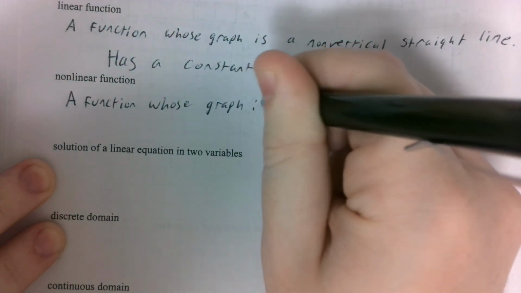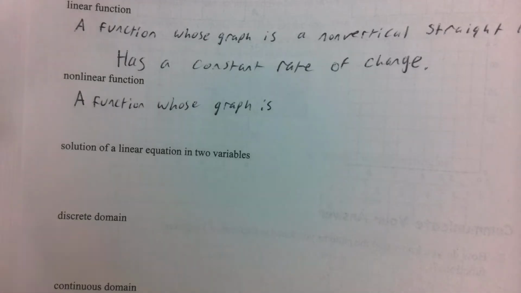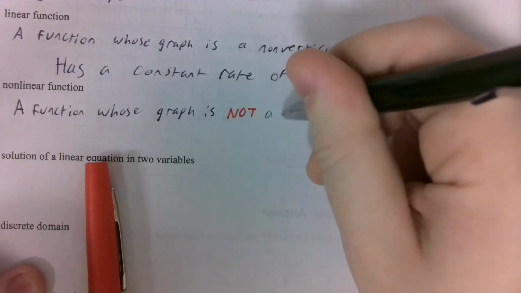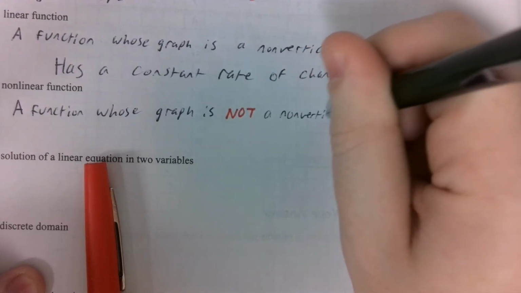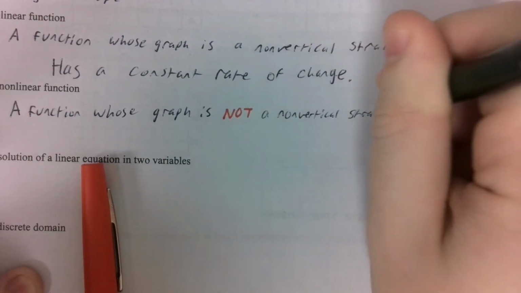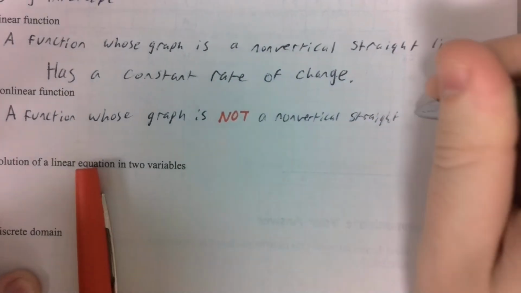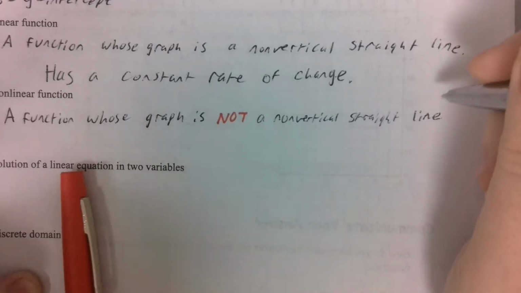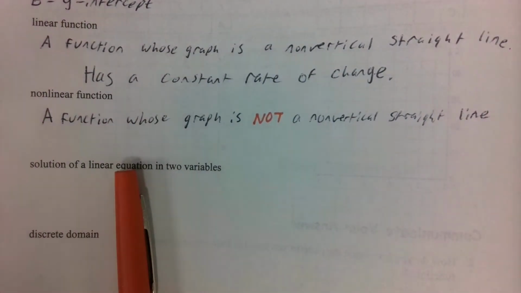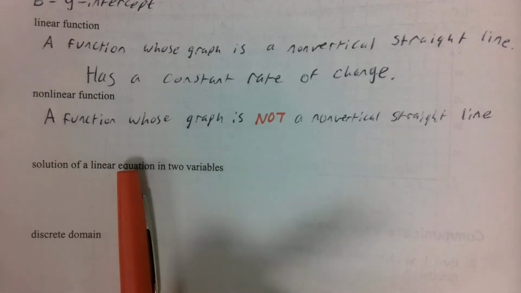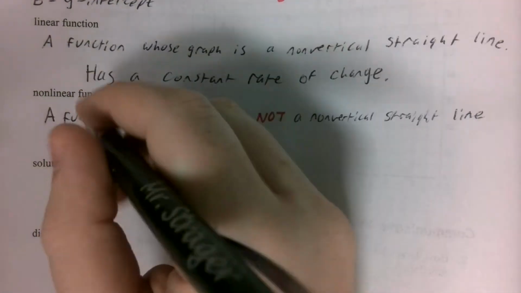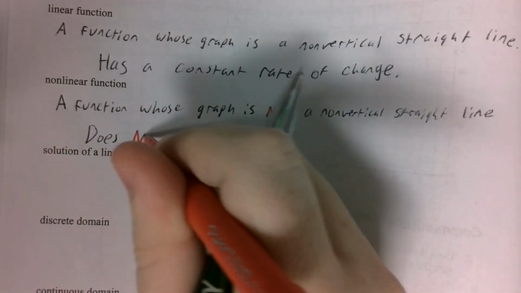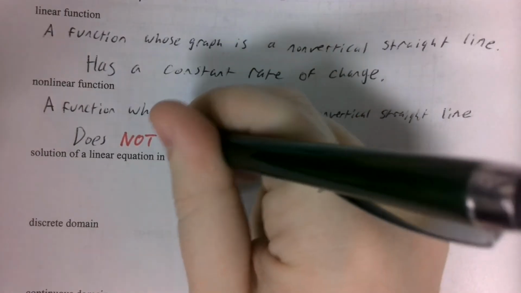A function whose graph is not a non-vertical straight line. So it's anything that has a curve in it or anything that is a vertical straight line. Well, what does that mean for the rate of change? Well, it means it does not have a constant rate of change.